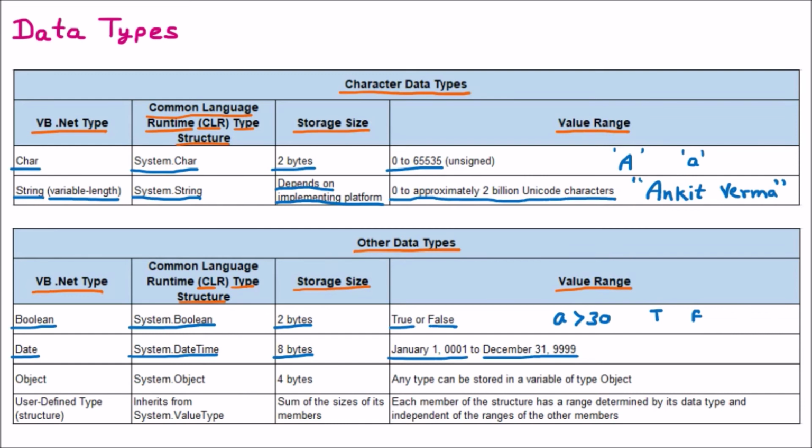Now the next category we have is the object. This data type is available in System.Object and it is of 4 bytes. Any type can be stored in a variable of type object, because object is everything. In the object you can store anything, because object is always on the top. So if you declare an object, you can take any data type as part of this object. This object can take any variable value.